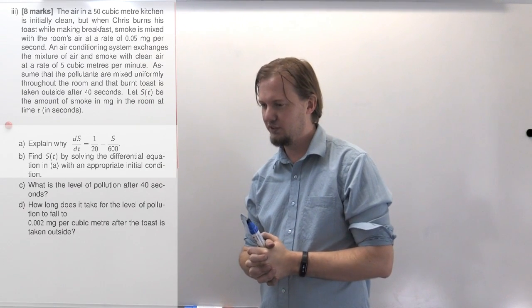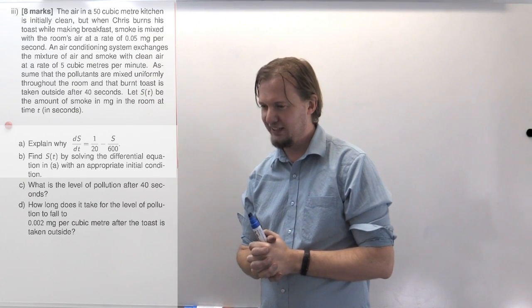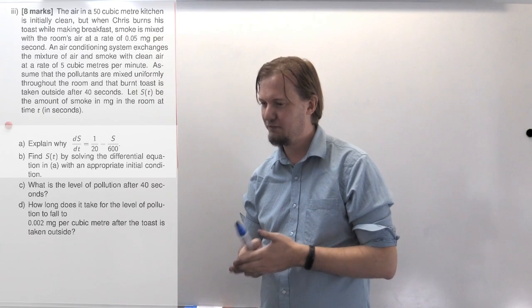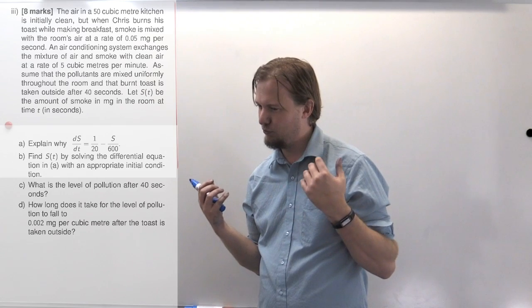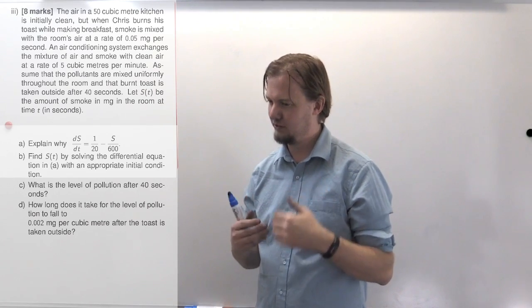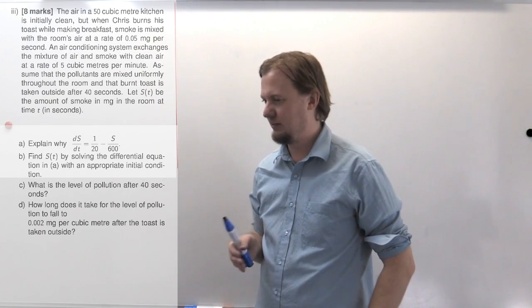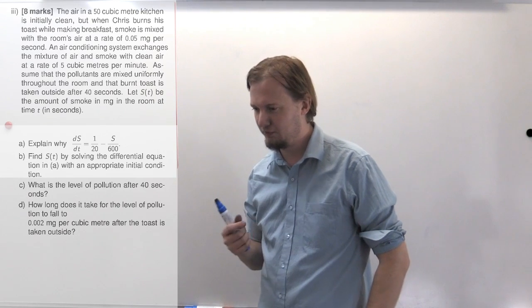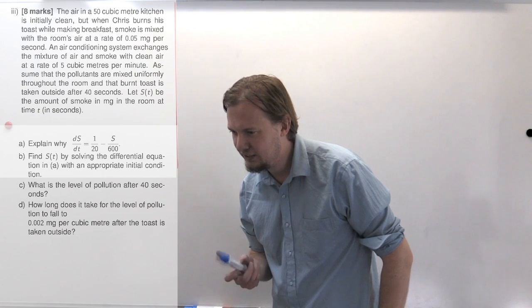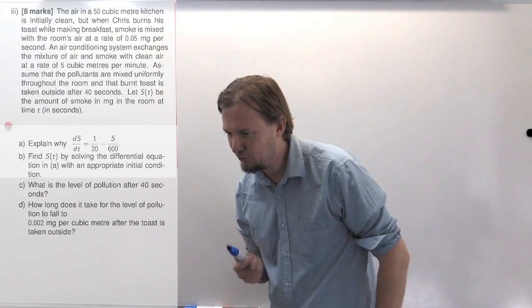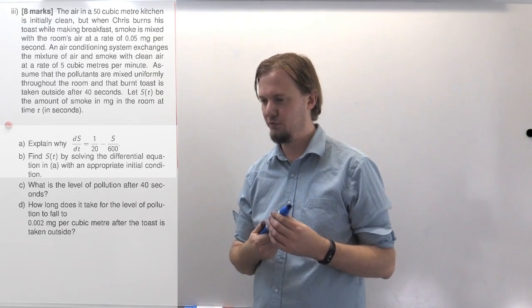You have a kitchen. So there's a burnt piece of toast which is leaking smoke into the air at 0.5 milligrams per second. And then there's an air conditioning unit, and you're told it removes 5 cubic meters per minute. So the first thing to do was explain why the level of smoke is measured in milligrams: the amount of smoke in the room in milligrams. So it's just in milligrams, the absolute amount of smoke in the room.